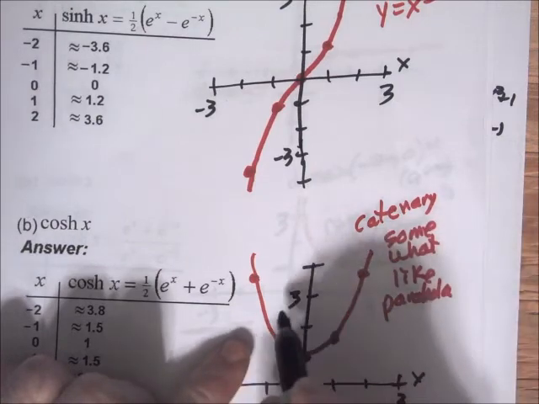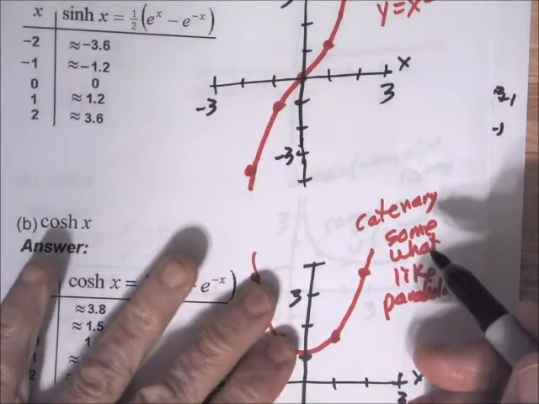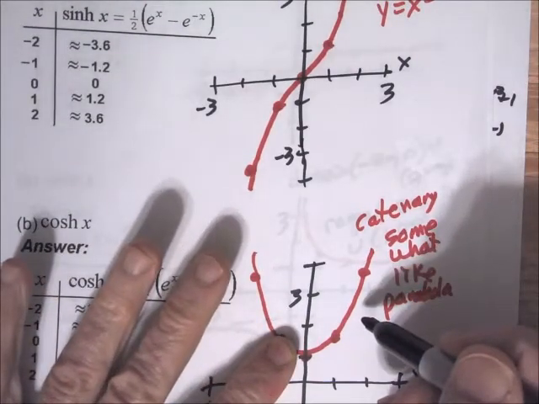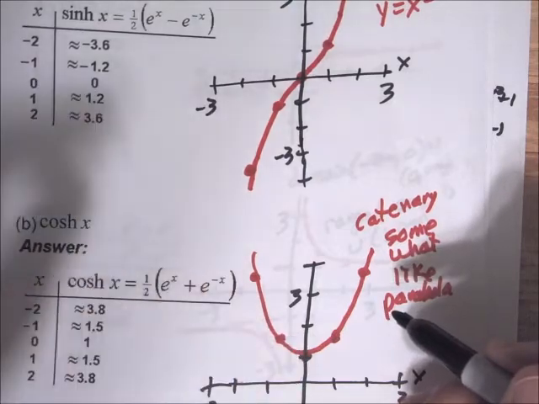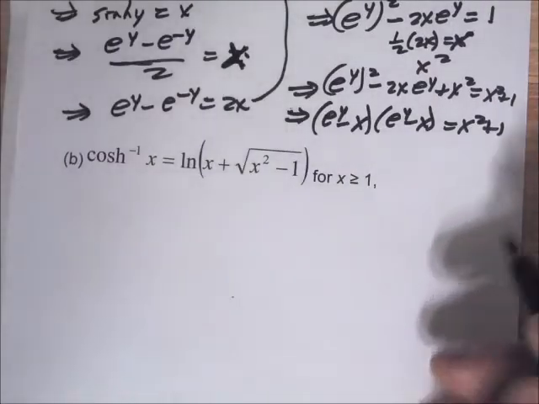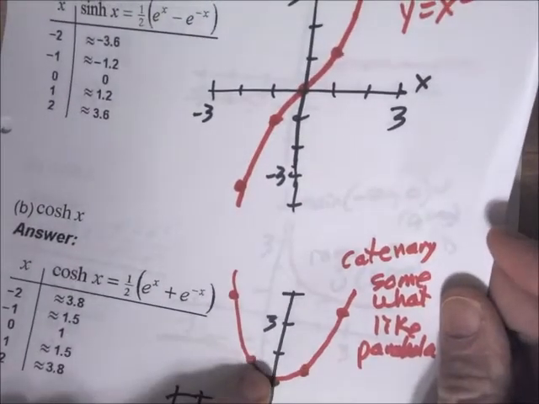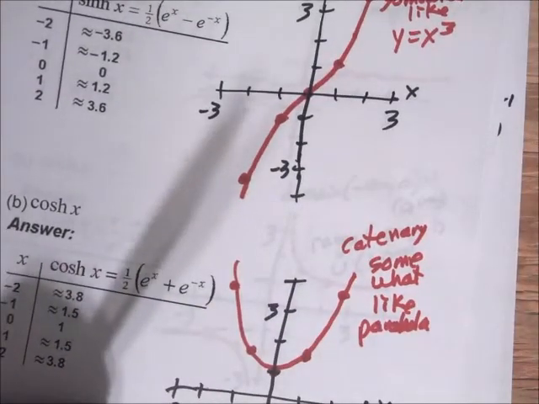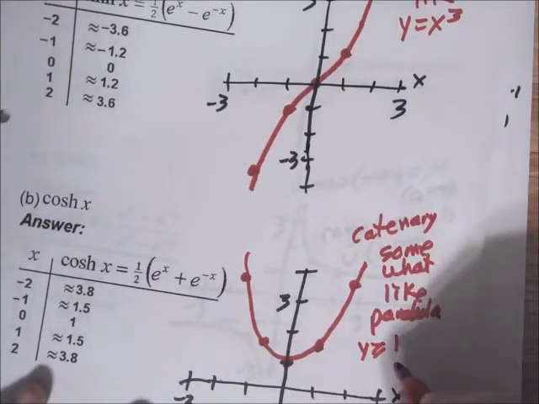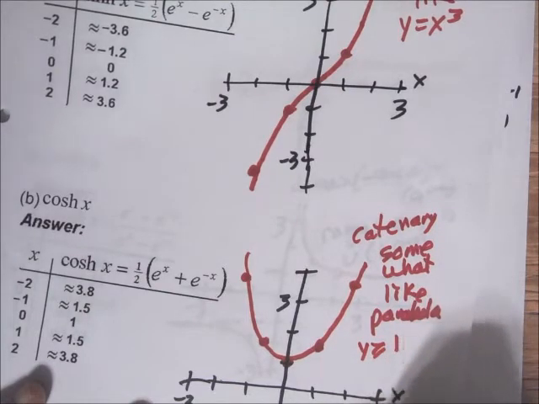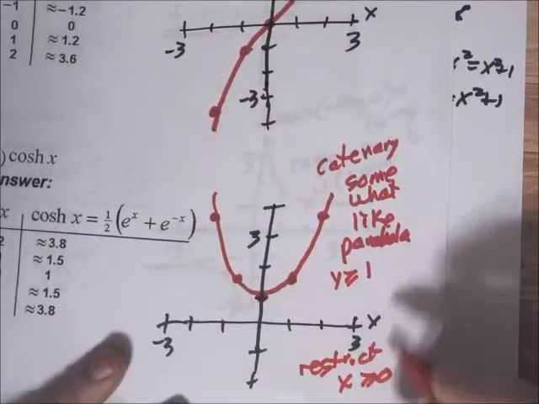So it fails the horizontal line test. There are certain places where you draw a horizontal line and it touches in two places. So we want to restrict the domain to x greater than or equal to 0, rather. And y is going to be greater than or equal to 1. So you notice on here, y is greater than or equal to 1, and we want to restrict x greater than or equal to 0 to get an inverse.